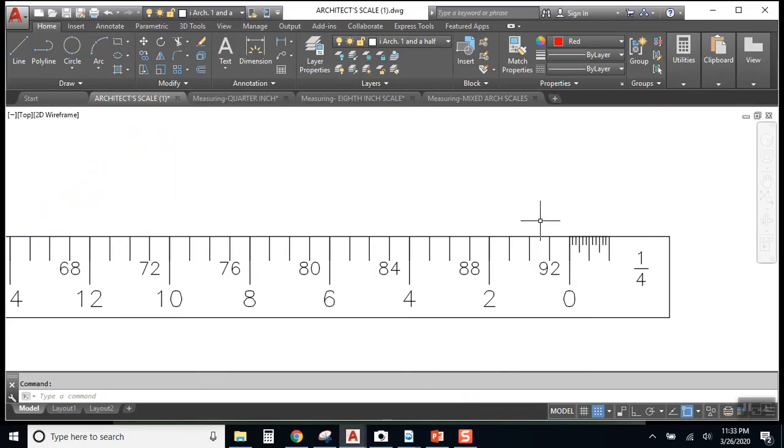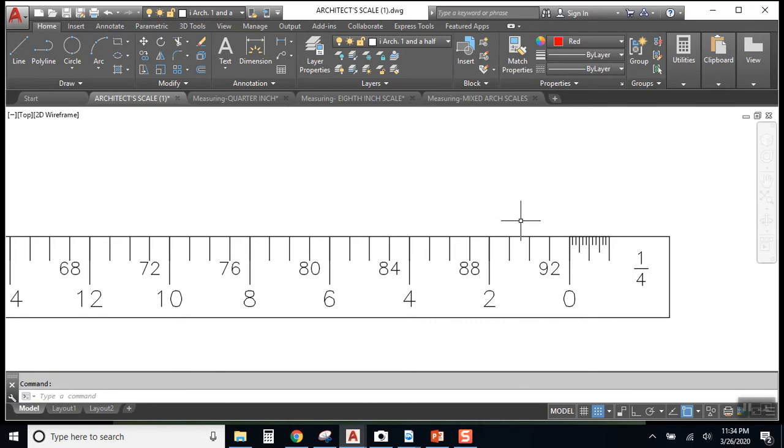Now in my CAD drawing of the 1/4 inch scale, we see the same thing going on. The 0 is where our starting measurement proceeds from, and we have 2, 4, 6, 8, and 10. Now, these numbers represent feet. Because remember what we were saying? We were saying we're going to substitute 1/4 inch for a foot.